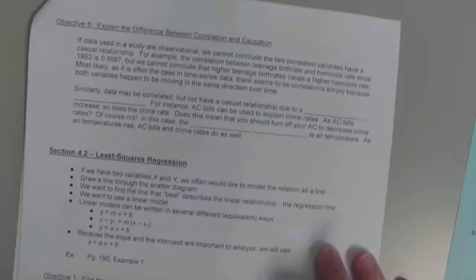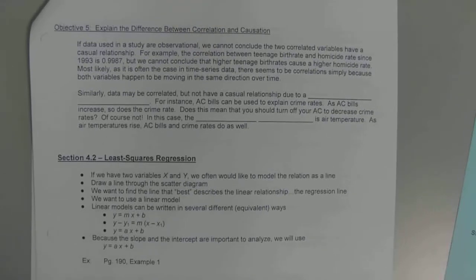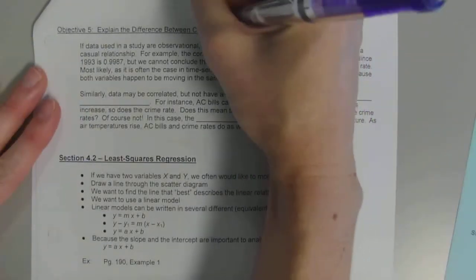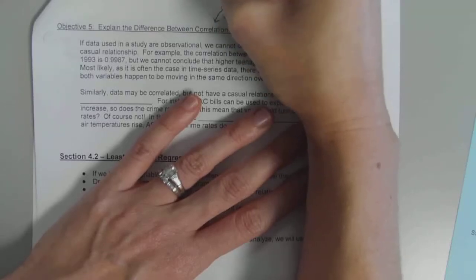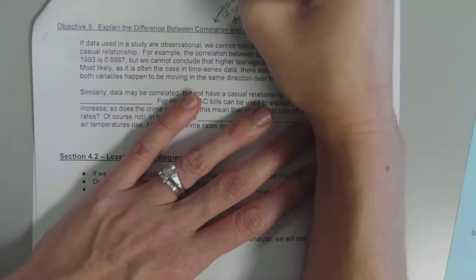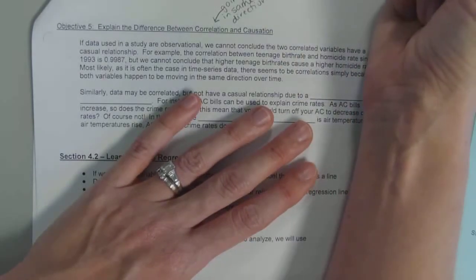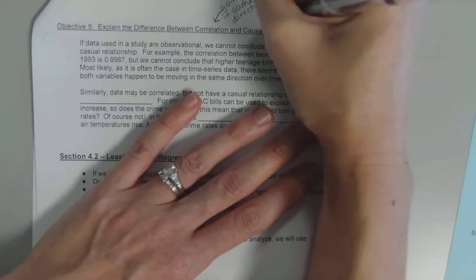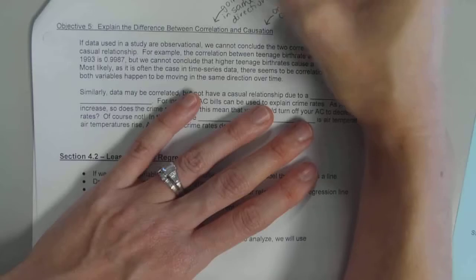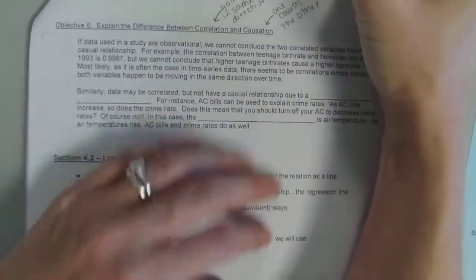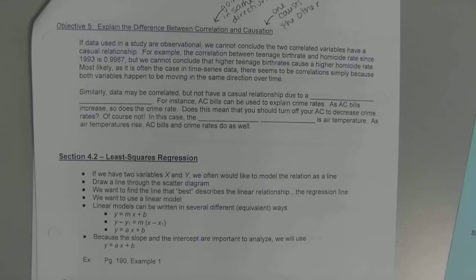On the top of page 5, it just says, explain the difference between correlation and causation. Basically, in a nutshell, I'll read it, but correlation means they're going in the same direction. So as one goes up, the other one's going up, or as one goes up, the other one's going down. Causation is when one causes the other. So let me read it, and then we'll kind of fill in the blanks a little bit.